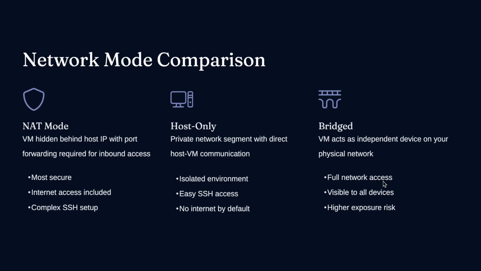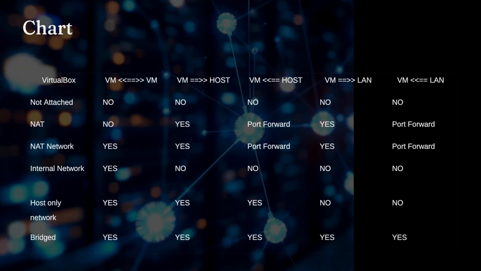Bridge is always evergreen, as I said. It's a device on your physical network like an independent machine, with full network access, visible to all devices, but the risk is higher because it is exposed to the outside. This is a beautiful chart I prepared for you so you can understand easily. Every VirtualBox mode is listed here with VM to VM communication. No means it cannot communicate, yes means it can. It also shows where port forwarding is required to establish communication from your host machine or your LAN machine. Just see the picture and you can understand easily.